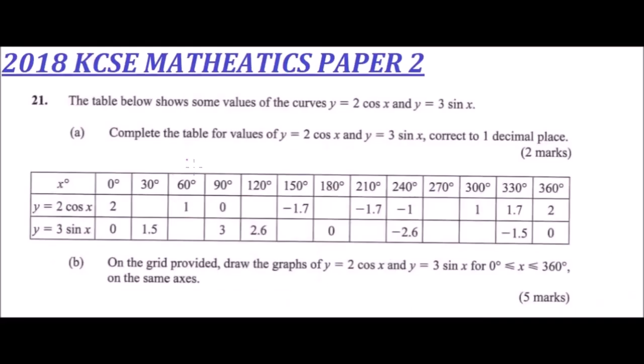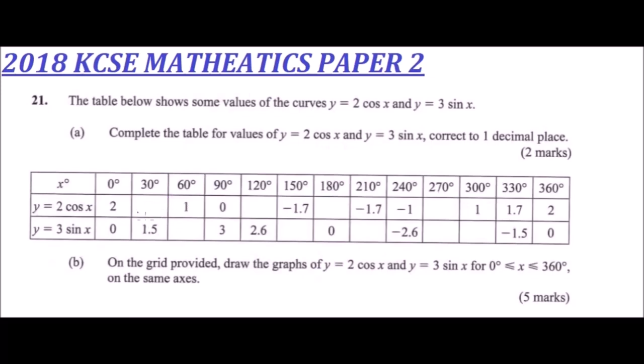So 2018 KCSE Mathematics Paper 2, question number 21. The table below shows some values of curves y is equals to 2 cos x and y is equals to 3 sin x. Complete the table for the values of y is equals to 2 cos x and y is equals to 3 sin x, correct to one decimal place.